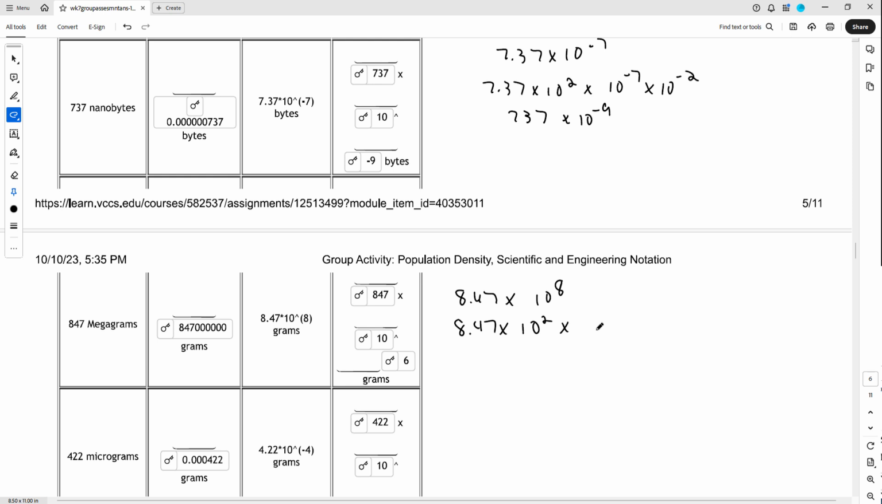times 10 to the 8th times 10 to the minus 2. This gives me 847 times 10 to the 6. This way I have a number that is between 1 and 1,000. Okay, and that's the answer there.